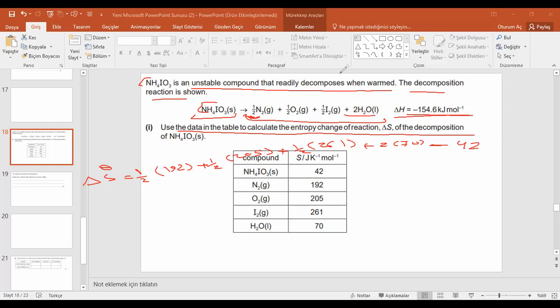Okay, let's use the calculator to find the answer. This one, guys, is going to be 427. So delta S here is positive because in the products we have gases. Yes, the delta S is 427. Let's move to the next part of the question.